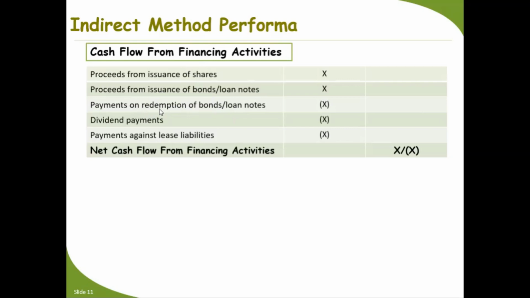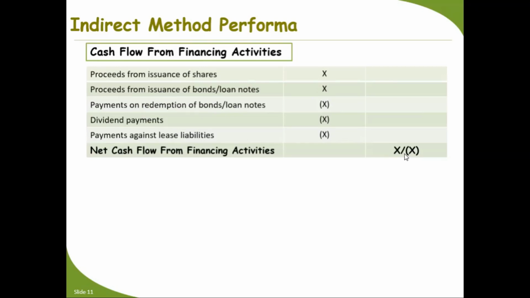When we are making the repayment, that is an outflow. Then dividend payments, that is outflow. And payments against lease liabilities, that is outflow. Then the net result would be net cash flow from financing activities. It could be either cash inflow or cash outflow.